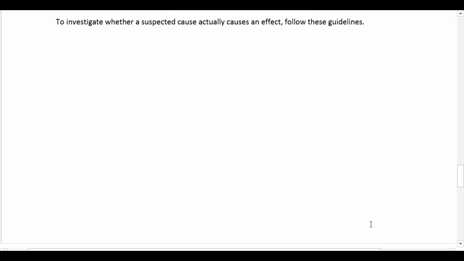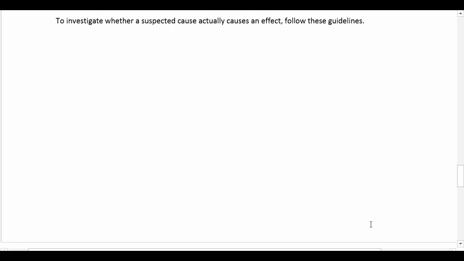So, let's give ourselves some guidelines so that we can make sense of all this craziness in the world. To investigate whether a suspected cause actually produces an effect, we want to consider the following ideas. Number one, look for situations in which the effect is correlated with the suspected cause even while other factors are taken away. In other words, consider all factors. Maybe there is another external factor impacting the relationship that we just don't see.